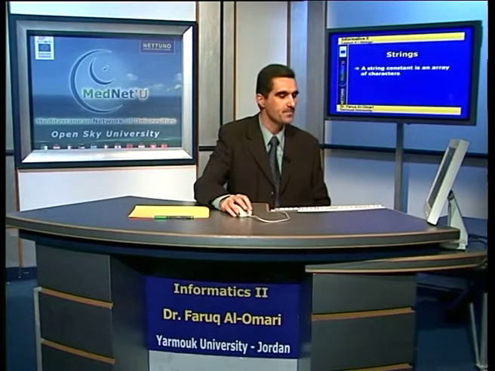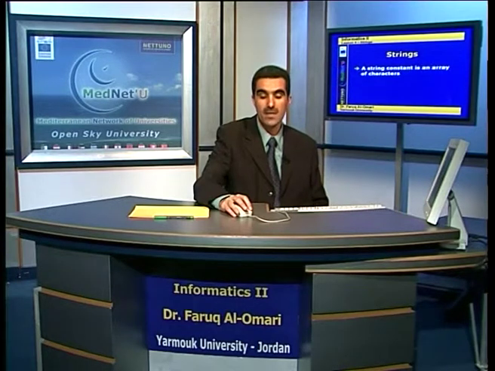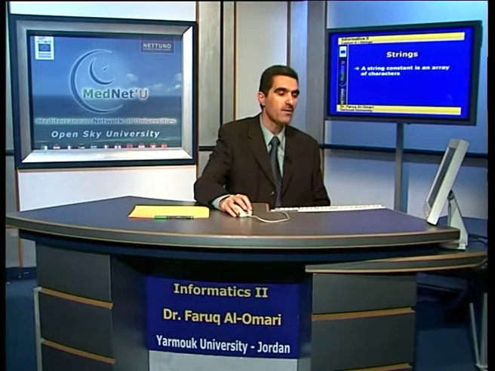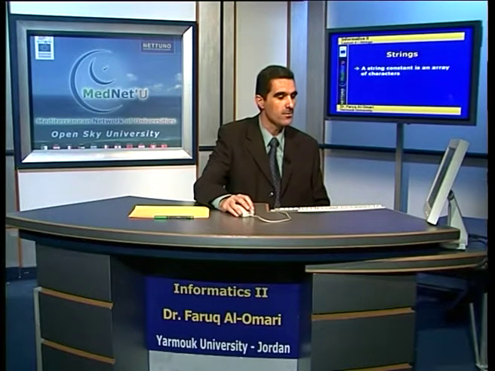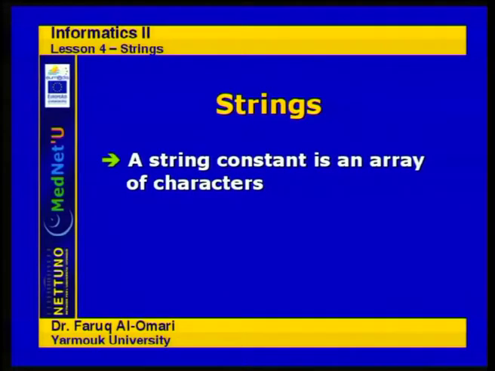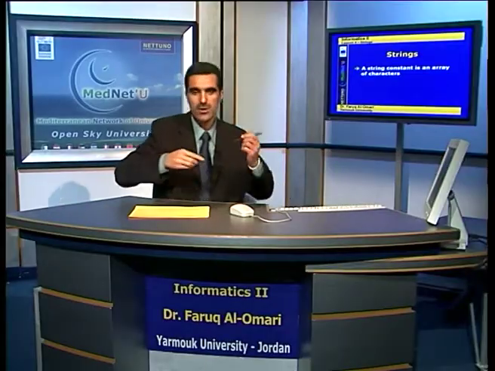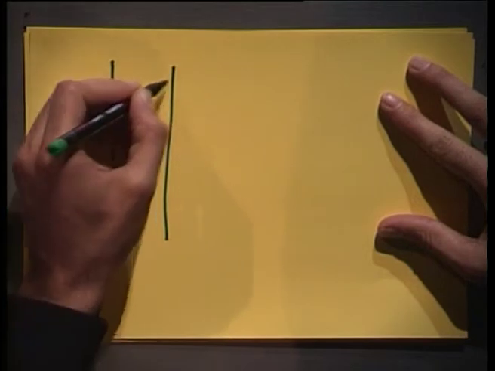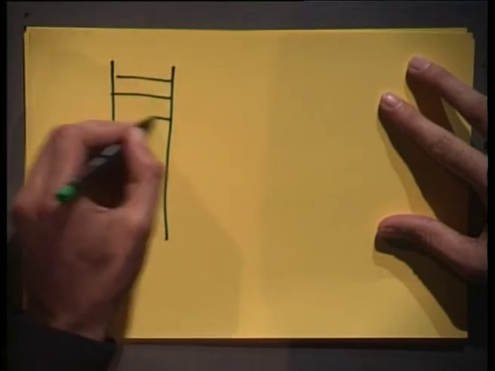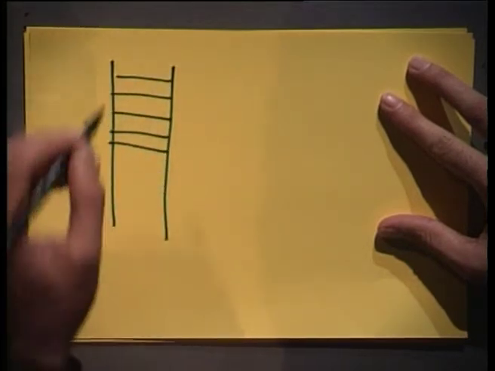Strings. What is a string? Well, a string is basically a collection of characters that are stored in memory in contiguous locations. Memory in contiguous locations, that's nothing but an array, as you know. So a string constant is an array of characters that's stored in memory in consecutive locations. Each location contains basically a 1 character wide, 1 byte long character.